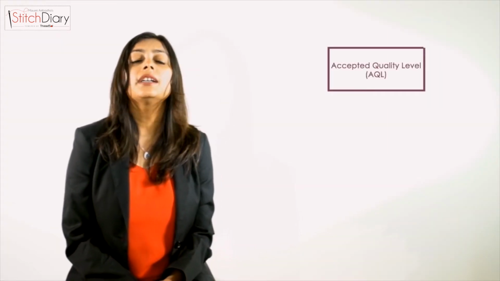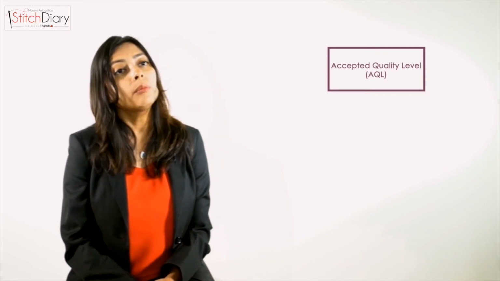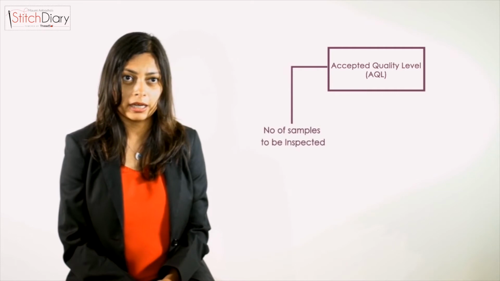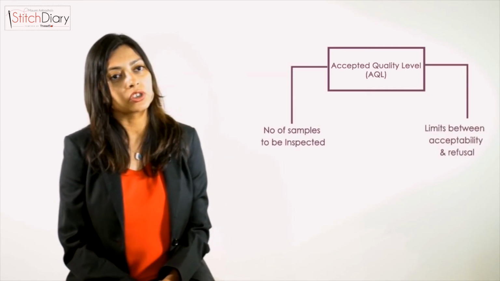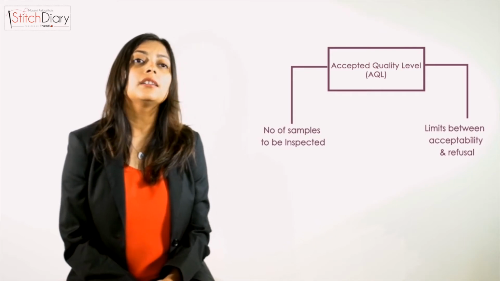The next metric is AQL or acceptable quality level. AQL is an inspection standard which tells us how many pieces are acceptable to be defective in a certain lot size or sample size for the shipment to pass. The AQL table states that for a certain lot size, how many samples are required to be inspected, and what are the limits between acceptability and refusal considering a standard quality level.